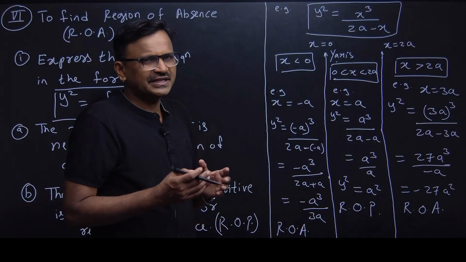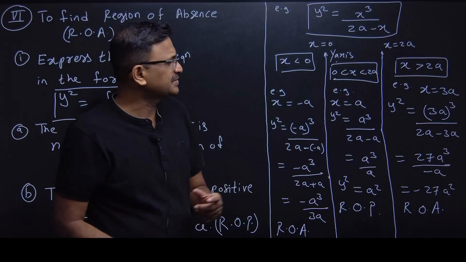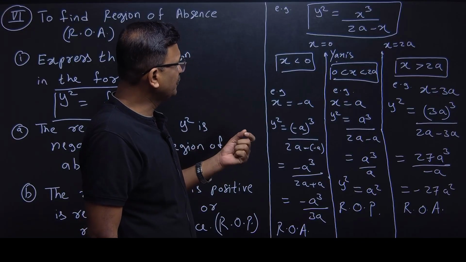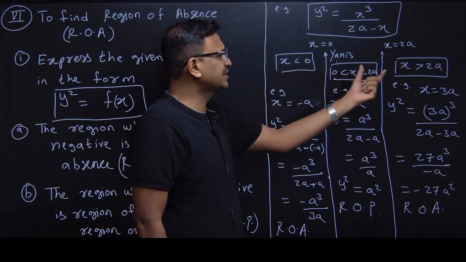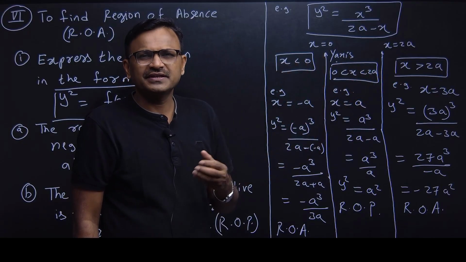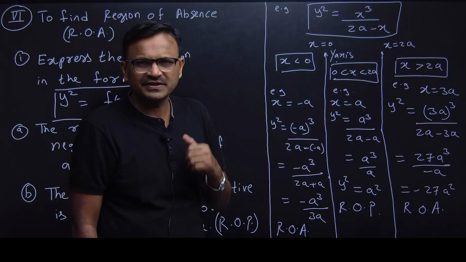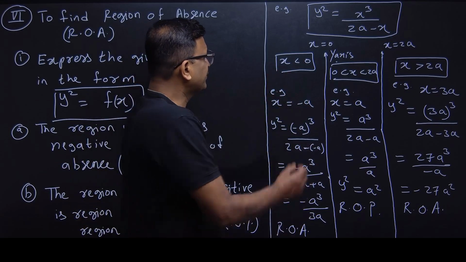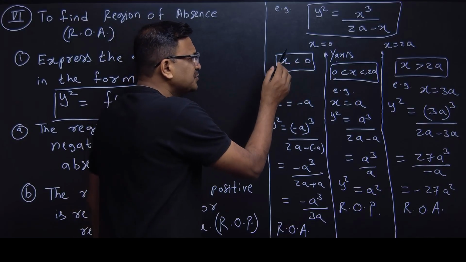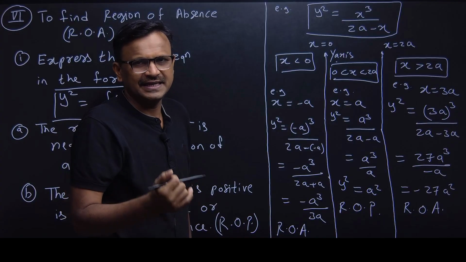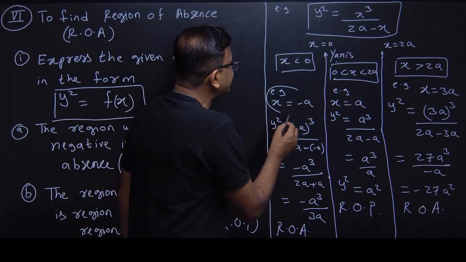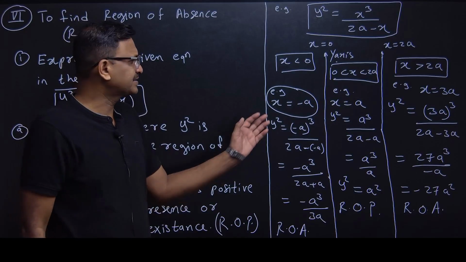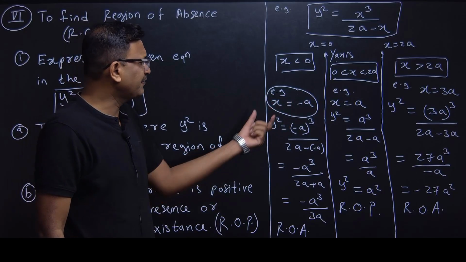Now, whatever is the region of presence or region of absence has to lie within these three regions. For that, we consider some value of x in each region, and we see in which region y square is positive or negative. The region where y square will be negative is the region of absence. For example, for the first region, x less than 0, I have considered x is equal to minus a. You can take any negative value of x, like minus 2a, minus 3a, etc.